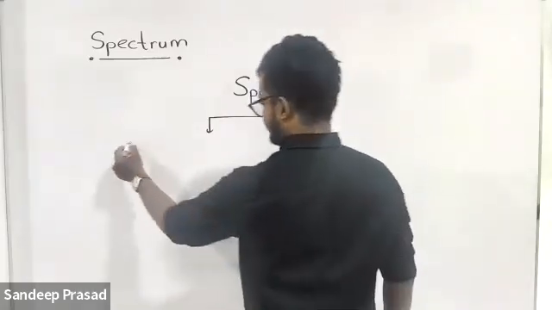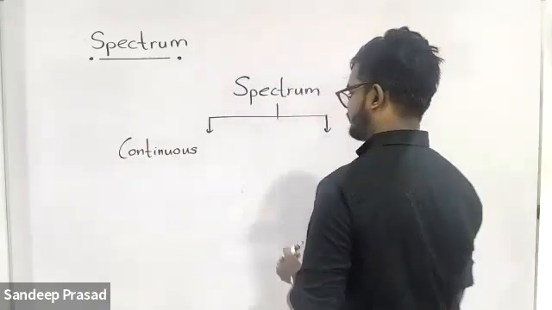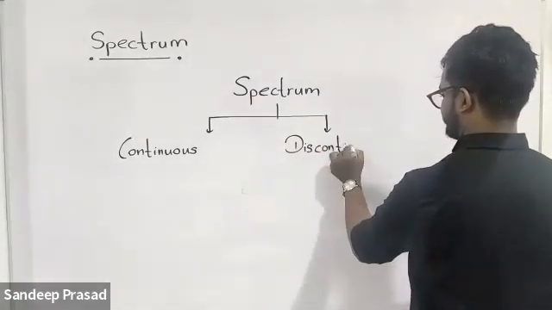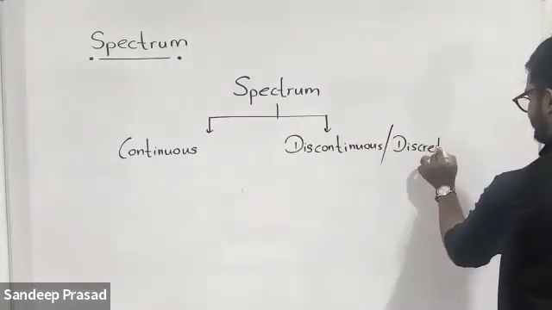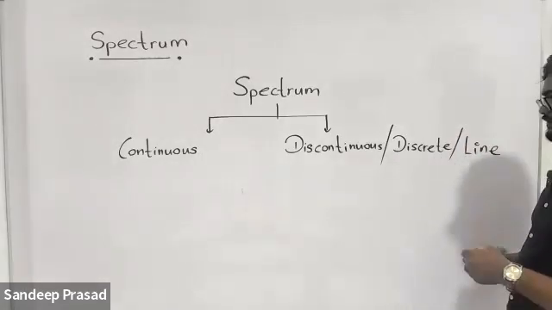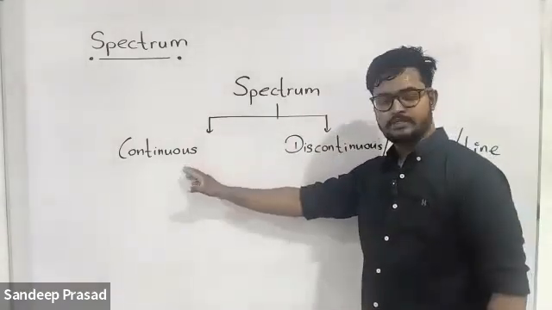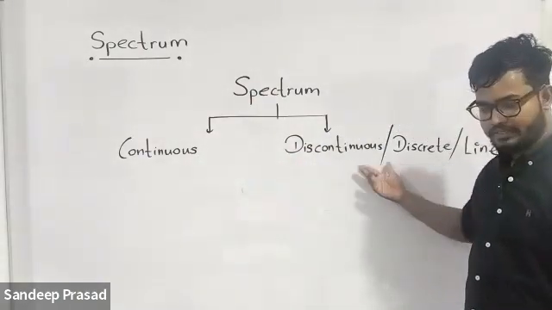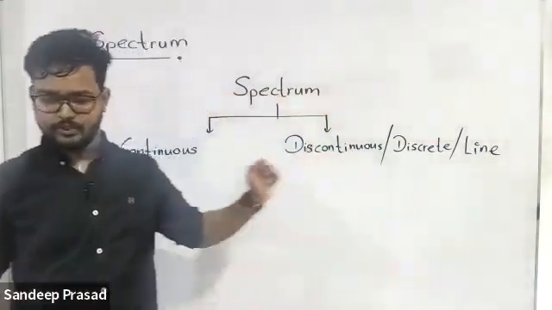I told you that the first one is continuous spectrum, and the second part is discontinuous. We can say discrete, or if not, I can say line. There are some synonyms we can use for discontinuous. Remember, students, spectrums can be divided into two parts: continuous spectrum and discontinuous, or discrete, or line spectrum. Understood?